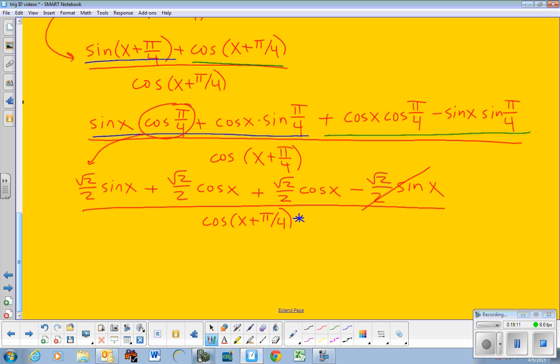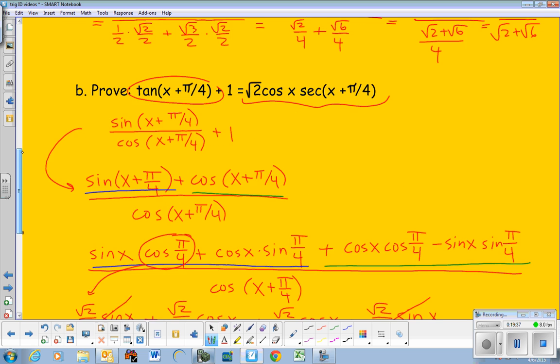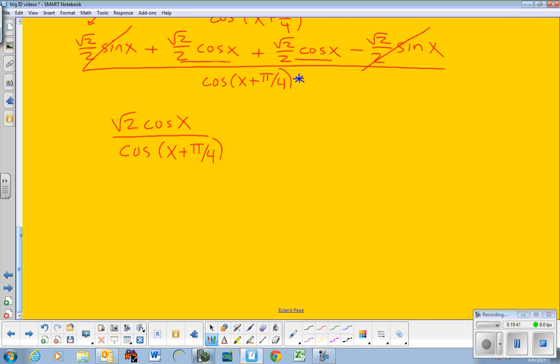Negative square root of 2 over 2 sine plus square root of 2 over 2 sine. Those cancel. These two terms add. Square root of 2 over 2 cosine plus square root of 2 over 2 cosine is a square root of 2 cosine. I basically had two halves of that. And then, like I said, I always look back at my goal. Square root of 2 times cosine. 1 over cosine is the same as secant, so I'm going to take this, move it up. Square root of 2, cosine x, secant x plus pi over 4.